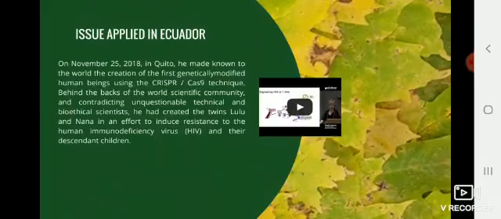On November 25, in Quito, he made known to the world the creation of the first genetically modified human. Beijing used the Cas9 technique.